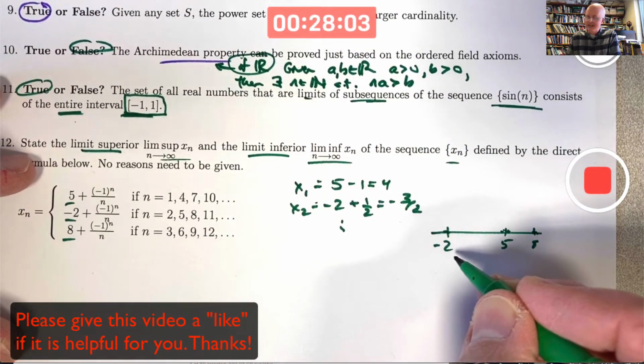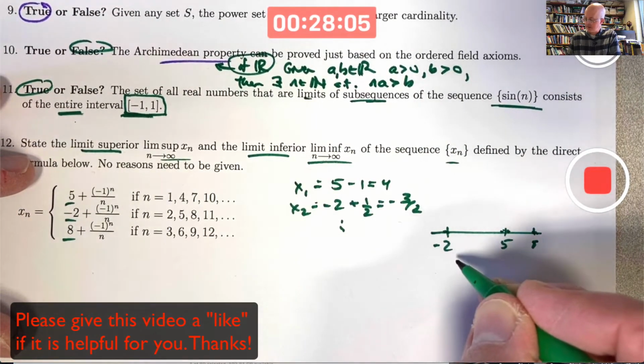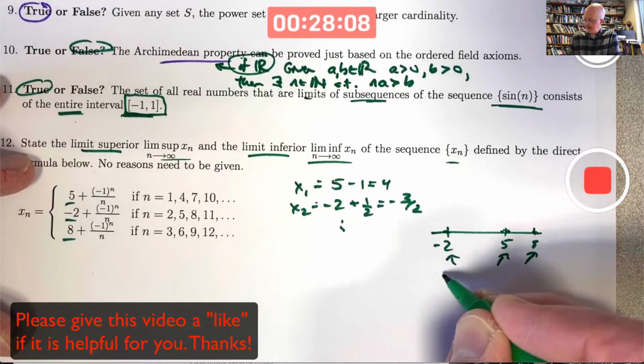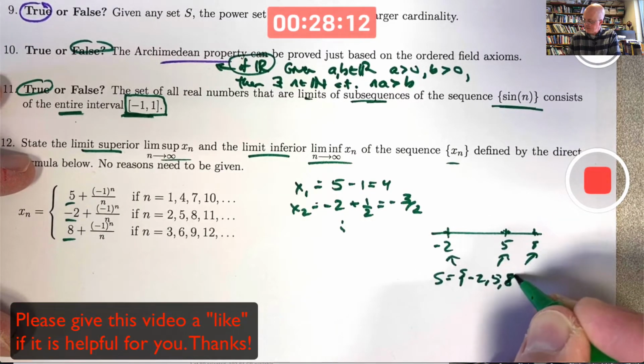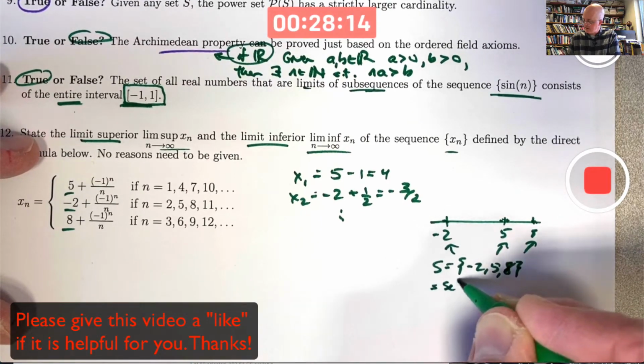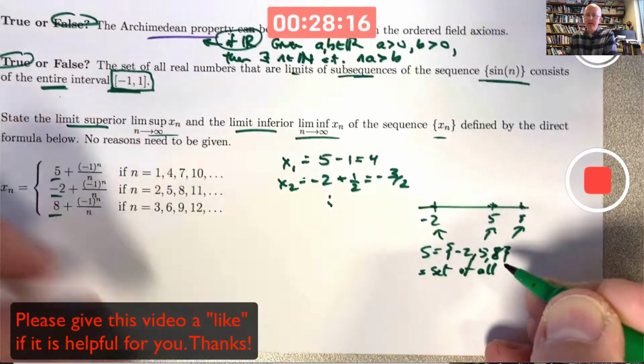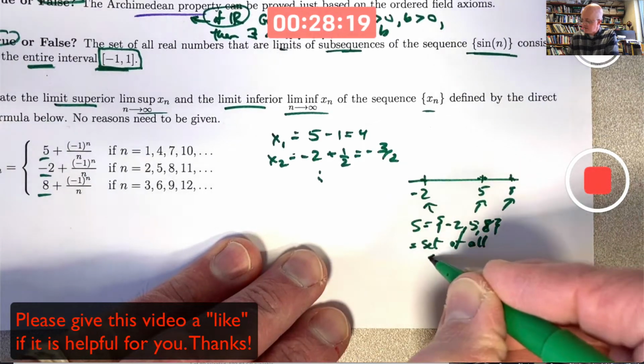What that means, I hope it's intuitive, is that the set of all possible subsequential limits consists of 3 numbers. S equals negative 2, 5, and 8 is the set of all subsequential limits.